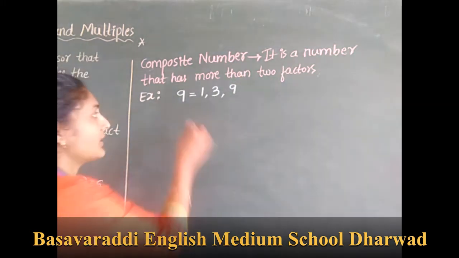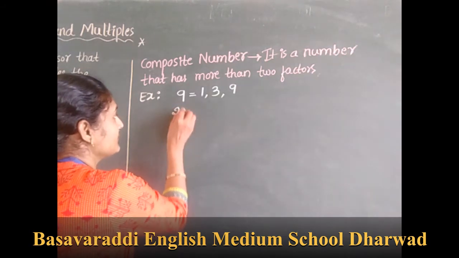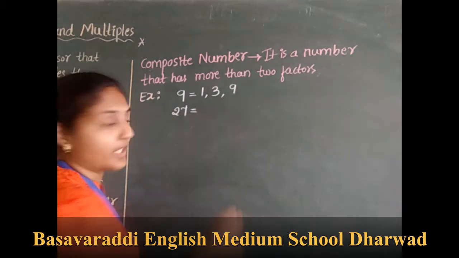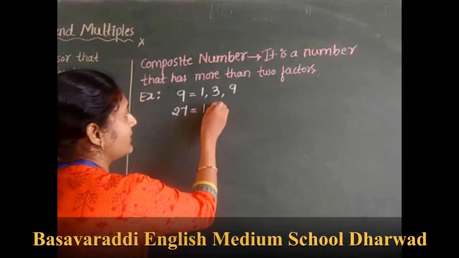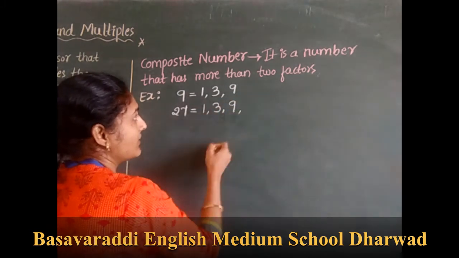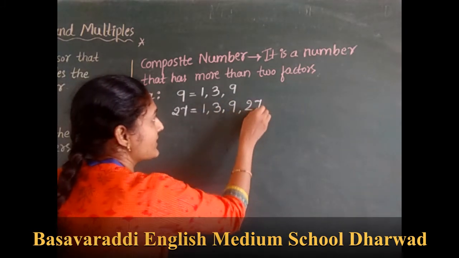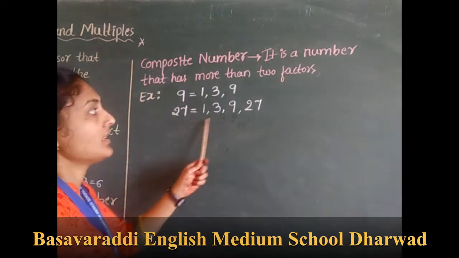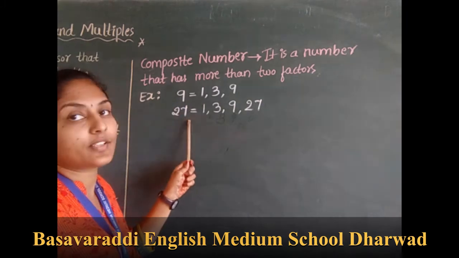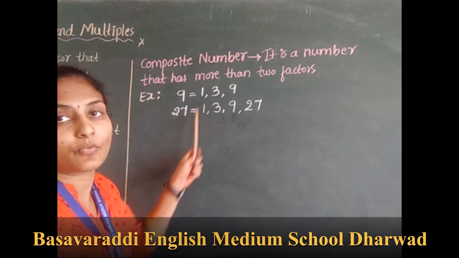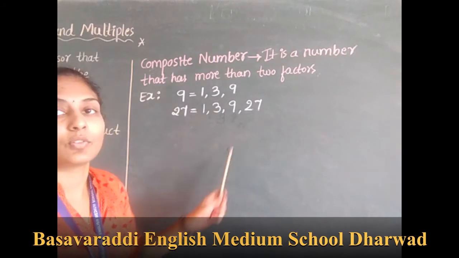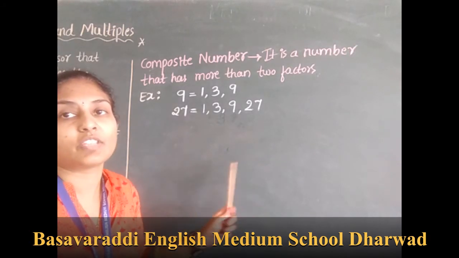One more example, 27. 27 is divisible by 1, and it is divisible by 3. Then it is divisible by 9 and it is divisible by 27. That means it has more than two factors here. So 9 and 27, these two are examples for the composite numbers. Okay, next let us discuss some rules for divisibility.